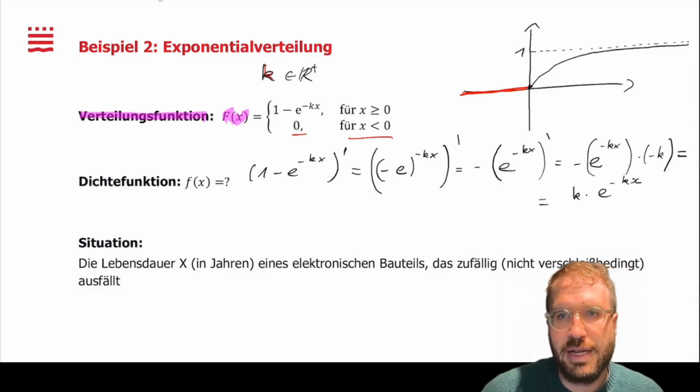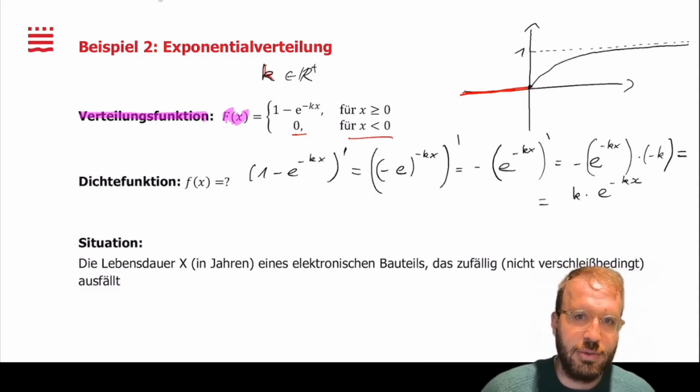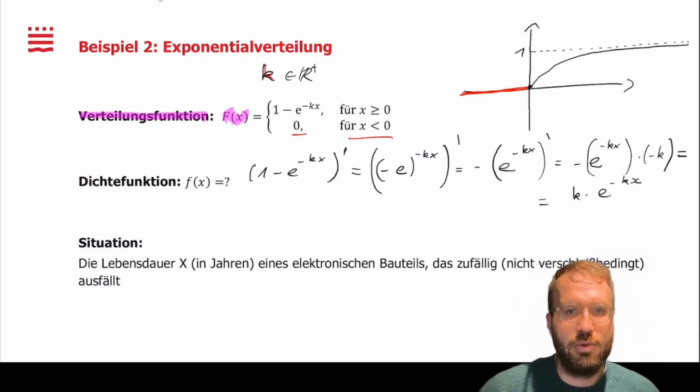And finally, for this chapter, we want to deal with the concepts of quantile and independence. This time not of events, which we covered last week, but of random variables. Until then, take care.